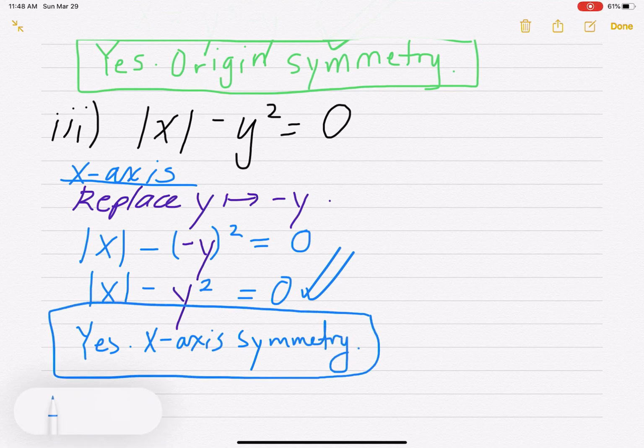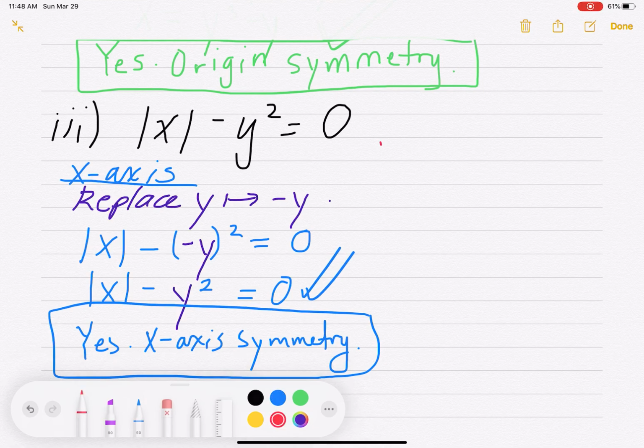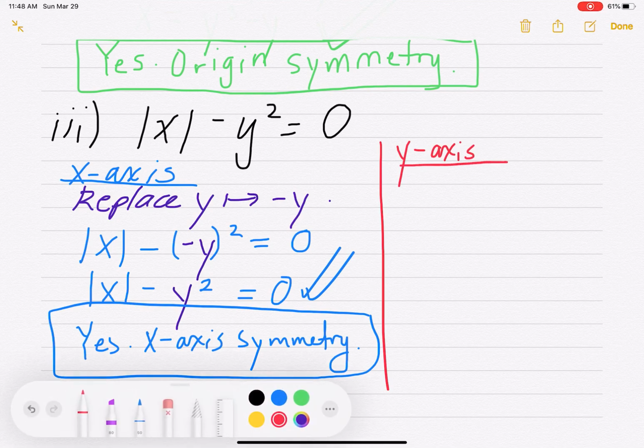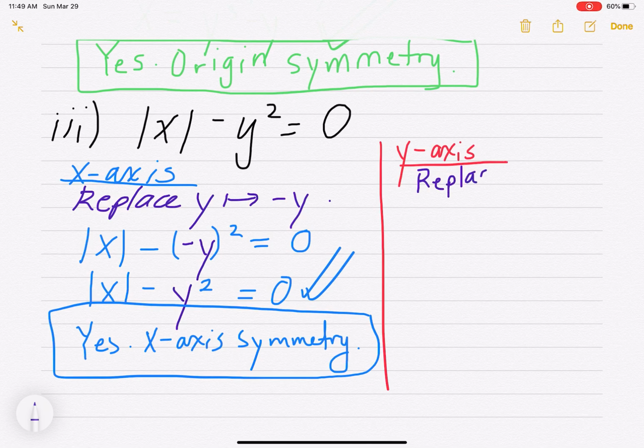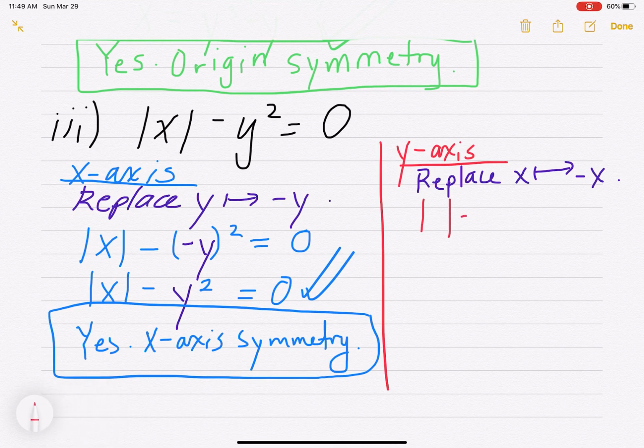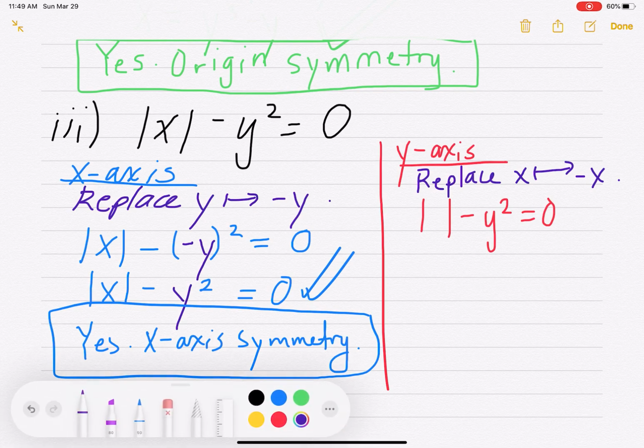All right, let's go to the y-axis symmetry test. With the y-axis symmetry test, you're going to replace x with negative x. Let's make our template. We're going to write the absolute value of blank minus y squared equals 0. So in place of the blank, rather than putting an x, we're going to put the minus x.